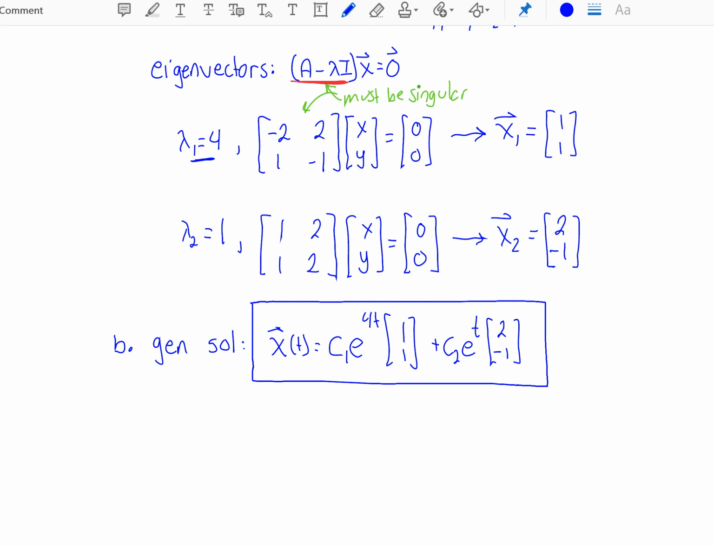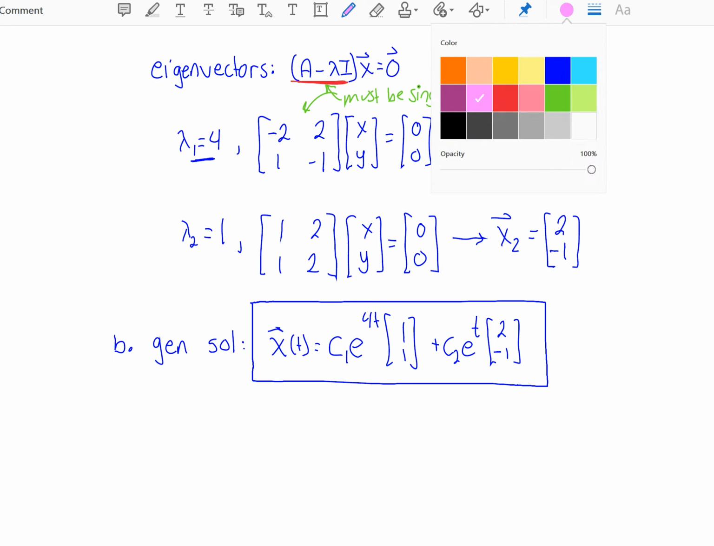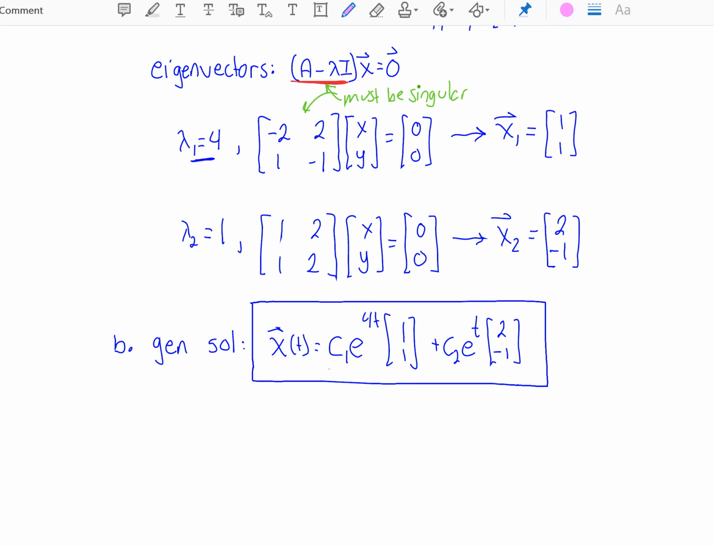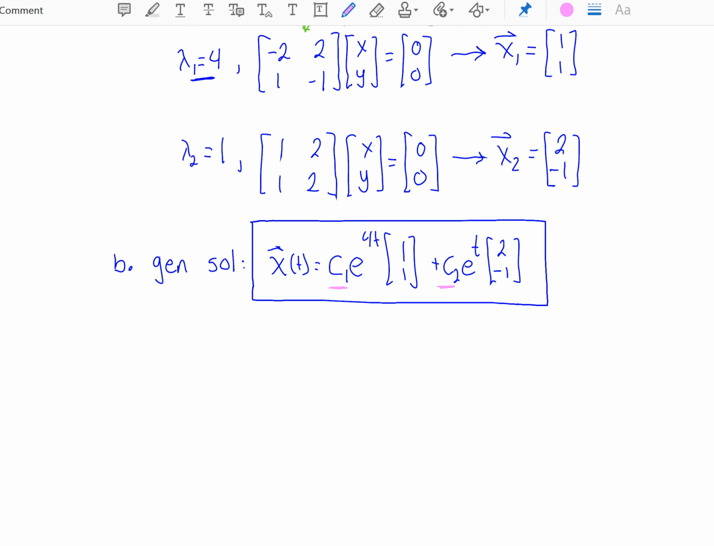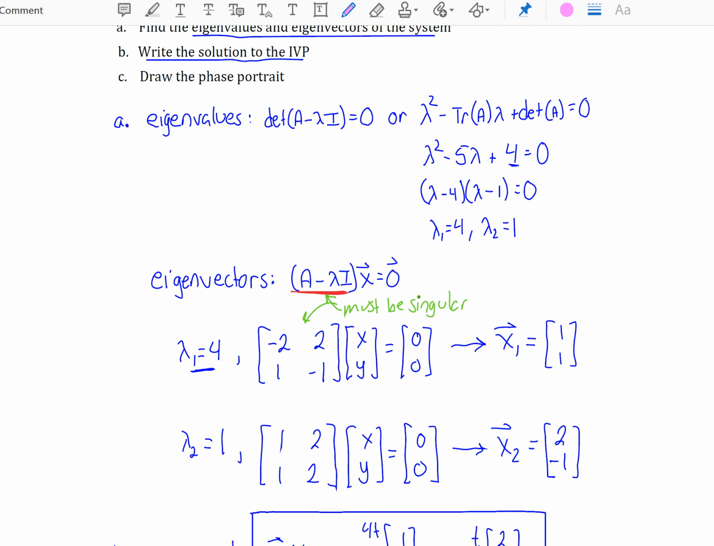However, we were asked to solve in our problem the initial value problem. And recall, for an initial value problem, we should be able to use our initial conditions to determine what the constants c1 and c2 must be. So let's work on that now.